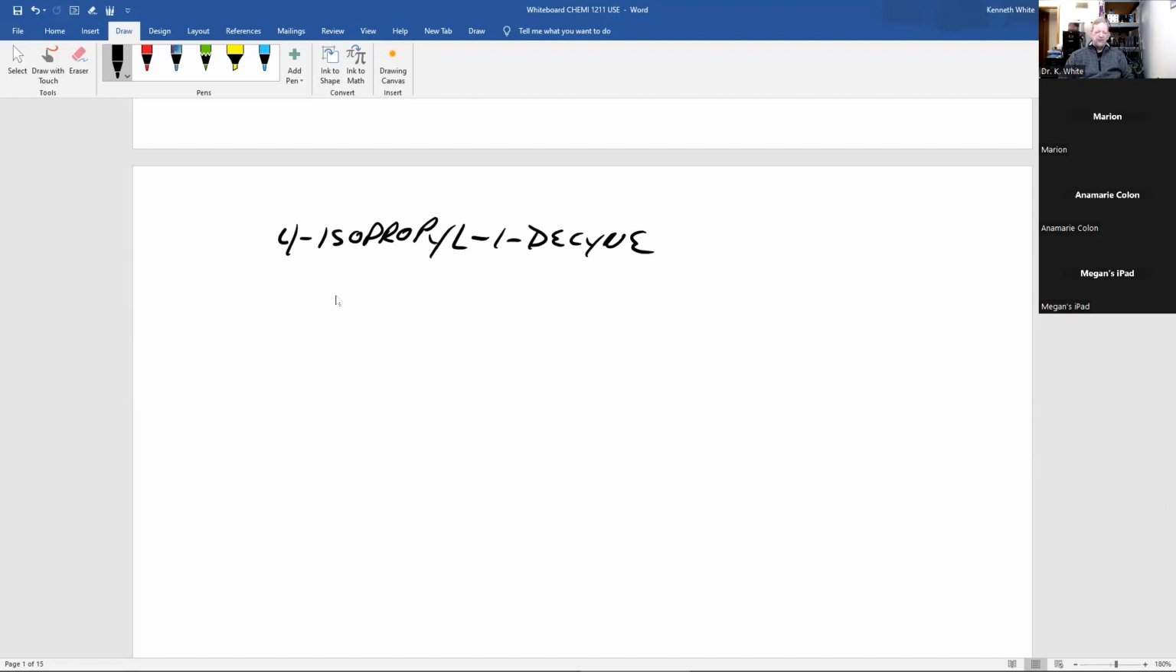And why don't you try this one? Draw the structure for 4-isopropyl-1-decyne.